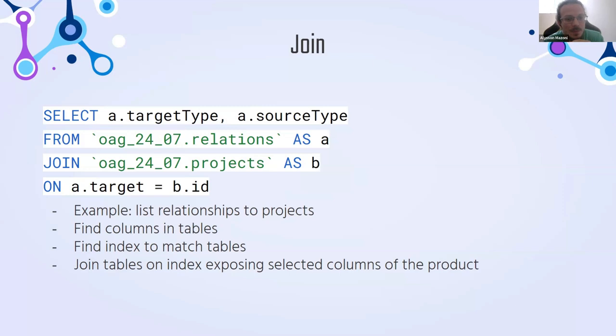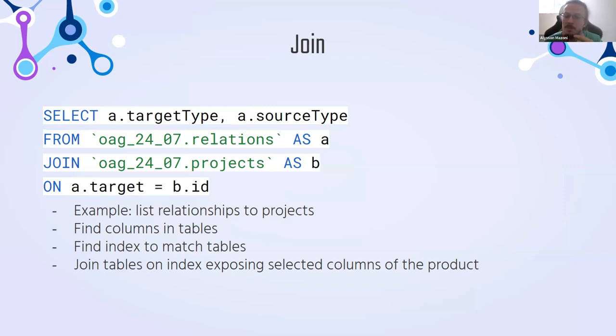Okay, then I am joining the tables again. So I take from table A, namely table relations, the column called target, which will be a target ID. You can check that table, it has target and source. And I am matching it to the ID of the project. So when the project is the target of a relation, I am putting in the output the target type and the source type, I mean, which kind of entity is relating to the project and what is the type of that entity.